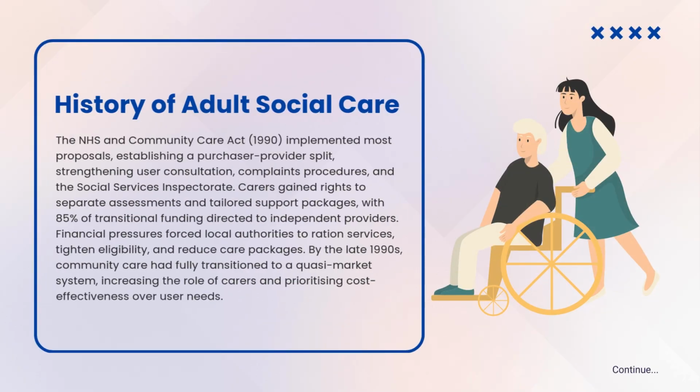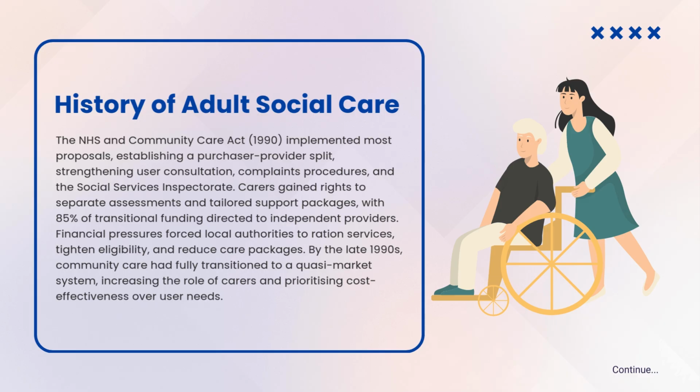The NHS and Community Care Act, 1990, implemented most proposals, establishing a purchaser-provider split, strengthening user consultation, complaints procedures, and the Social Services Inspectorate. Carers gained rights to separate assessments and tailored support packages, with 85% of transitional funding directed to independent providers. Financial pressures forced local authorities to ration services, tighten eligibility, and reduce care packages.